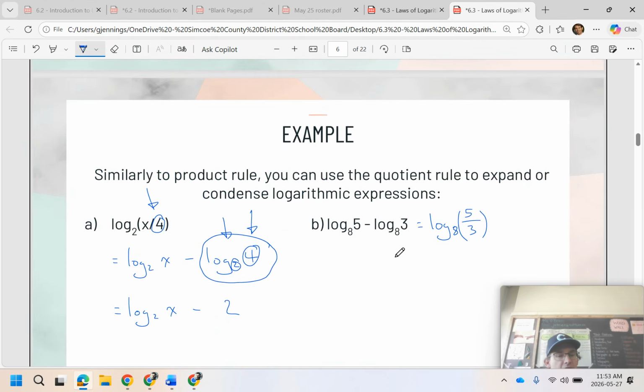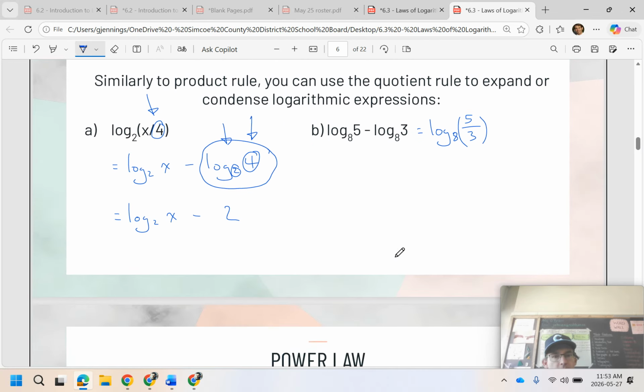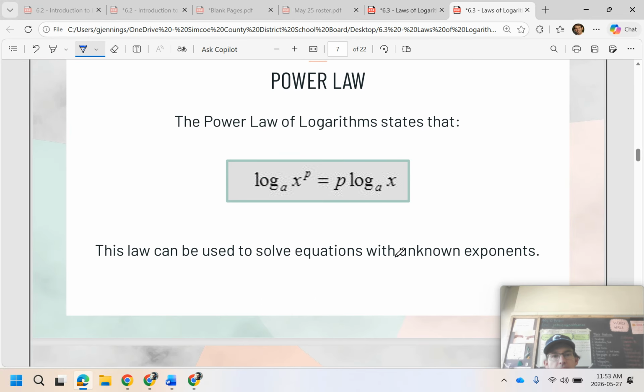Okay, so that is the quotient law for logarithms. Power law, this one, you're going to use this one. This one is the one you use the most. For those non-math majors, this is going to be something that you're using a lot to find the exact value of your exponents.